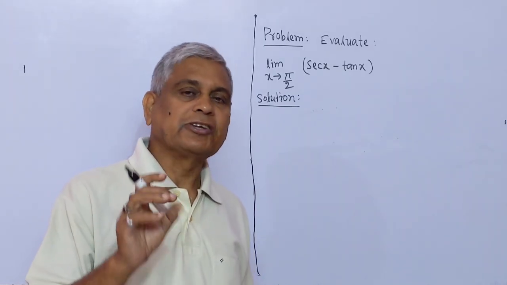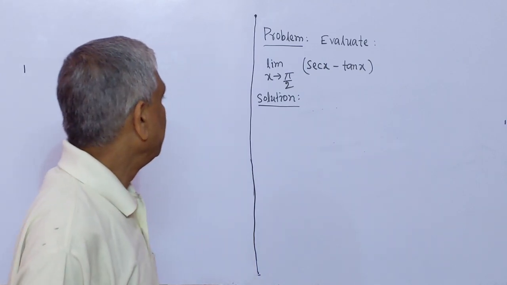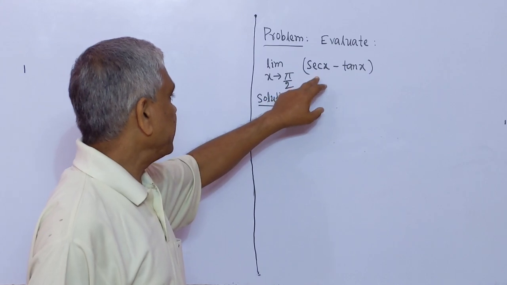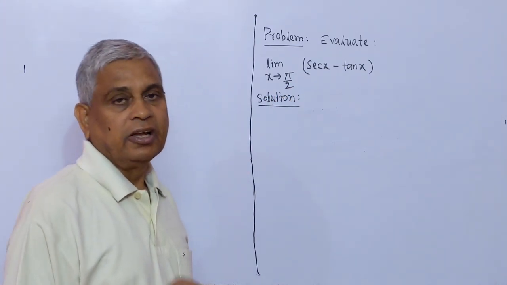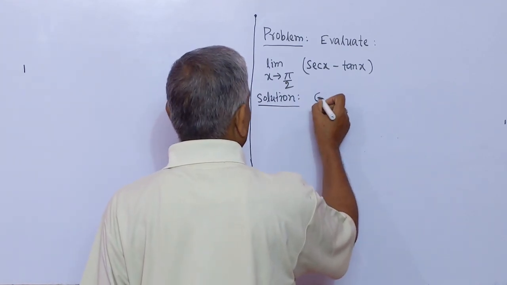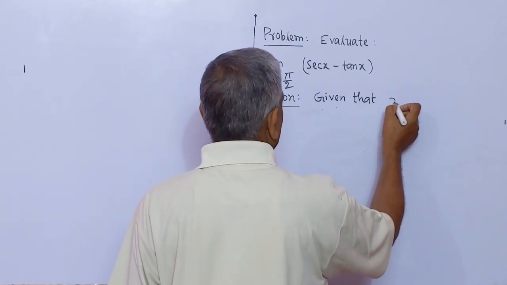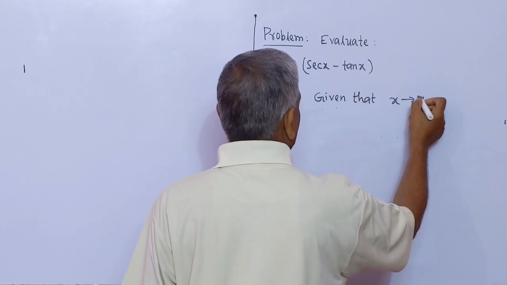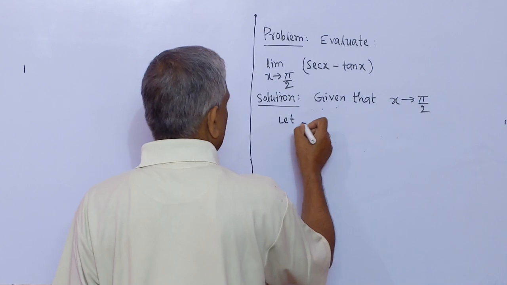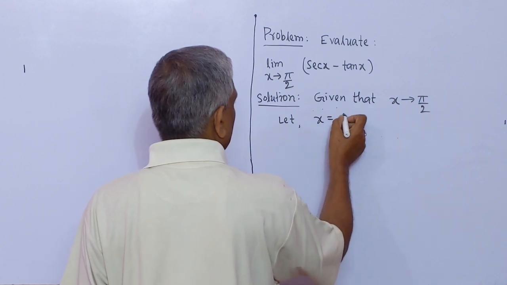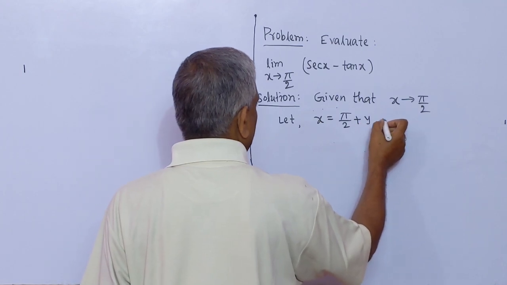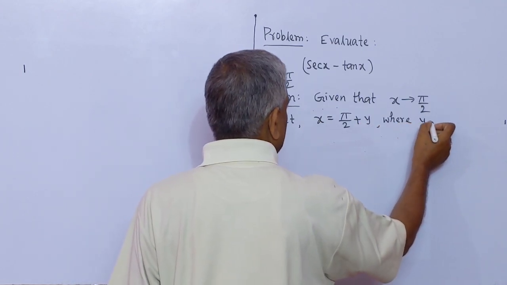Now we solve the next problem. The next problem is: evaluate limit x tends to pi by 2 of sec x minus tan x. Now we solve this. Here, given that x tends to pi by 2, let x equal pi by 2 plus y, where y tends to 0.